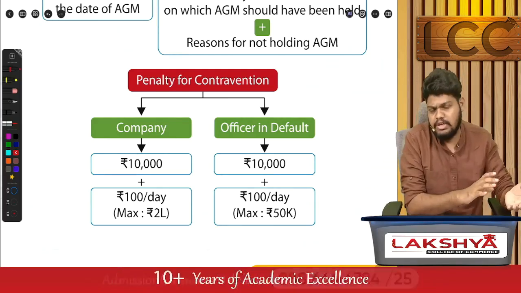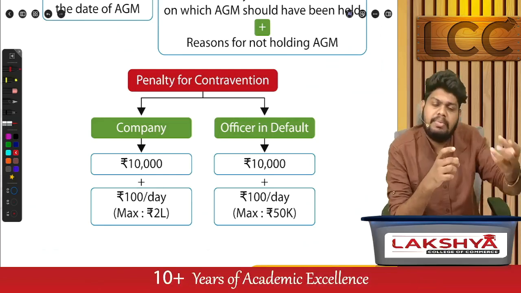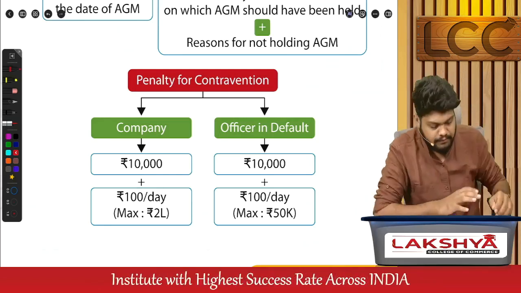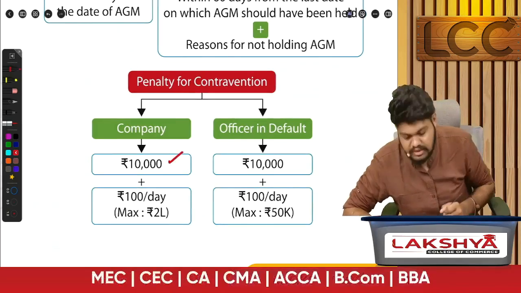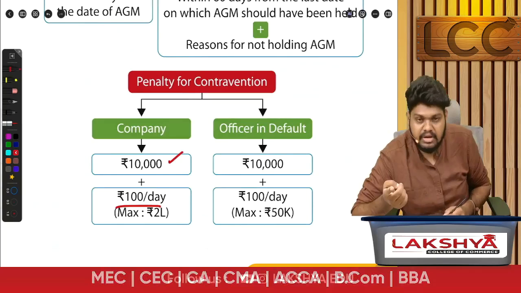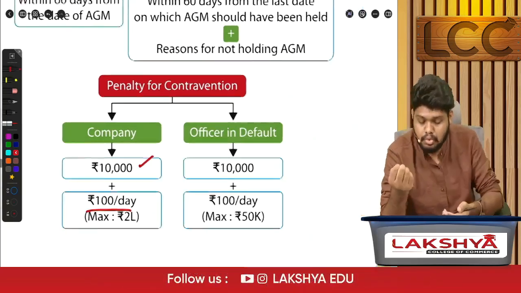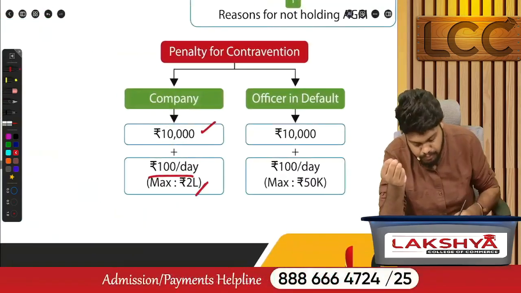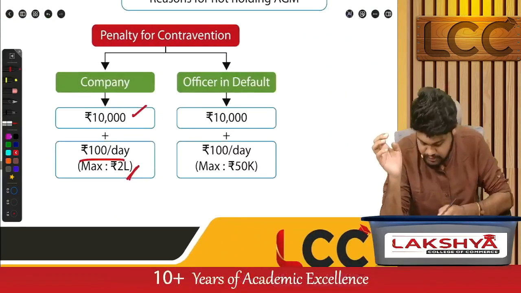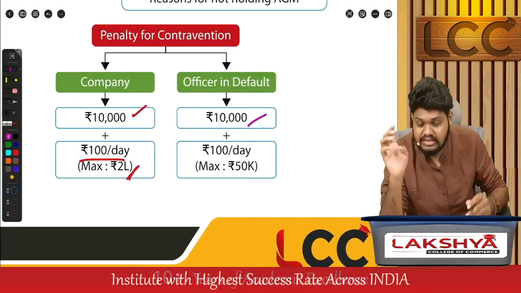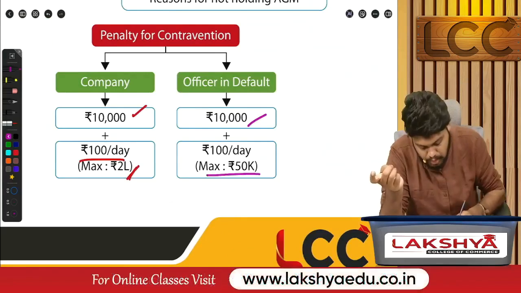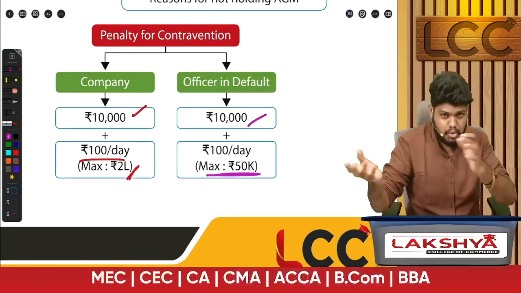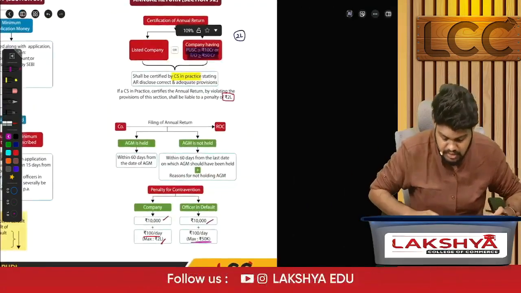Same concept for officer in default, but that continuing penalty is subject to a maximum of 50,000. What are the penalties here? The first penalty would be 10,000 plus 100 per day up to a maximum of 2 lakhs. This 2 lakhs limit is for whom? Company. And the same logic for officer in default: penalty will be 10,000 static penalty, then 100 per day up to a maximum of 50,000. So 2 lakhs and 50,000. That's your section number 92.